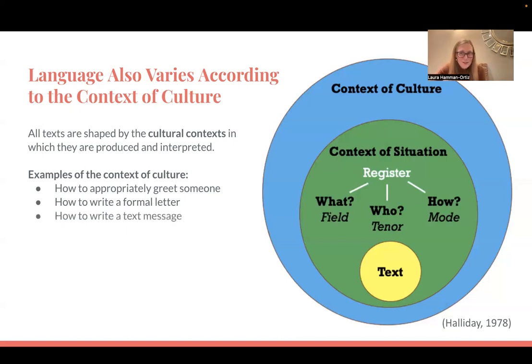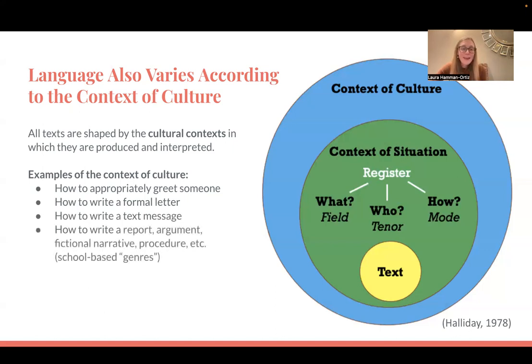How to write a text message also shifts depending upon the context of culture. And how to write a report, an argument, a fictional narrative, or a procedure also operates within the context of culture, because schools are one such culture. We write texts in particular ways when we are at school, and in ways, as we were just looking at with that recount, that you might never use outside of a school context, right?